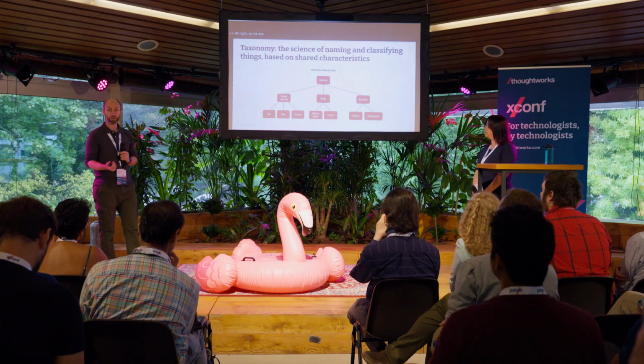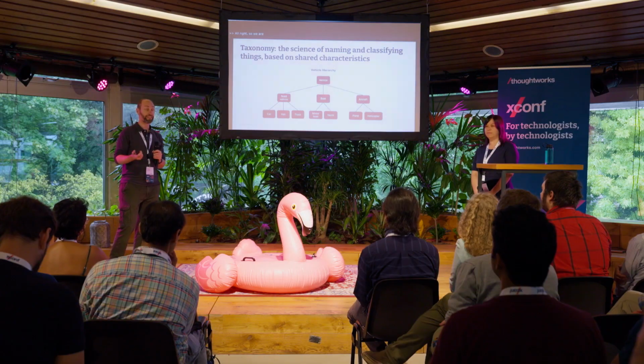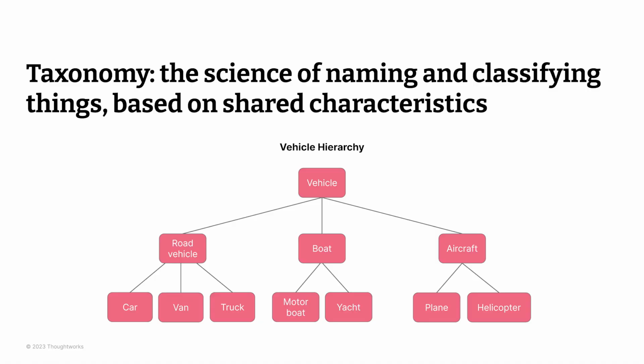So a bit of taxonomy 101: shared characteristics of vehicles, for example. If you are a road vehicle, you're going to have maybe tires and wheels that touch the ground. Motorbikes may just have 2. Other vehicles might have 4. And aircraft all have wings and things like that. So that's kind of your vehicle hierarchy.